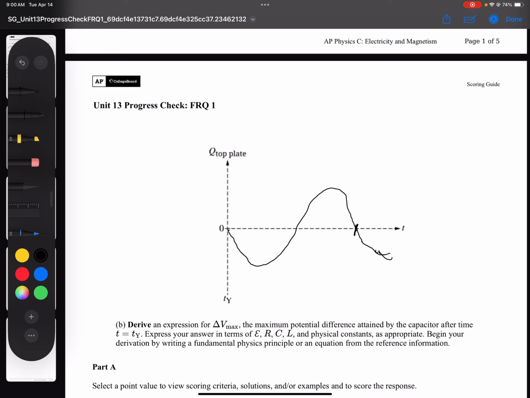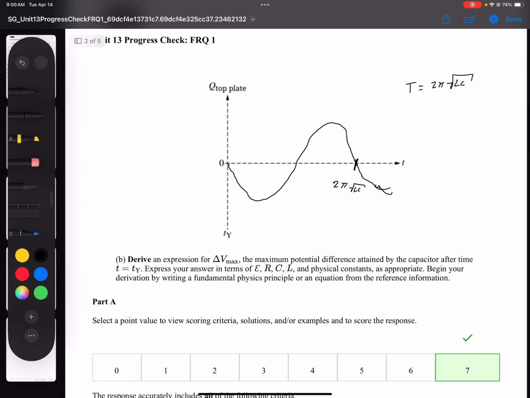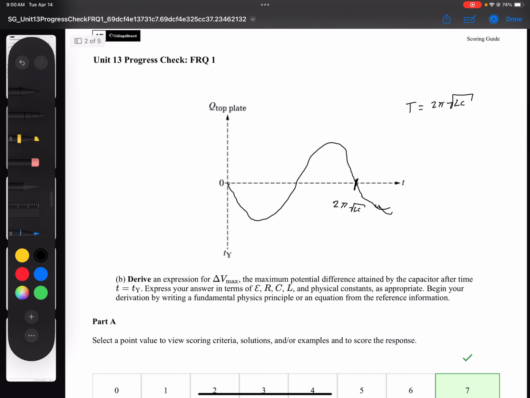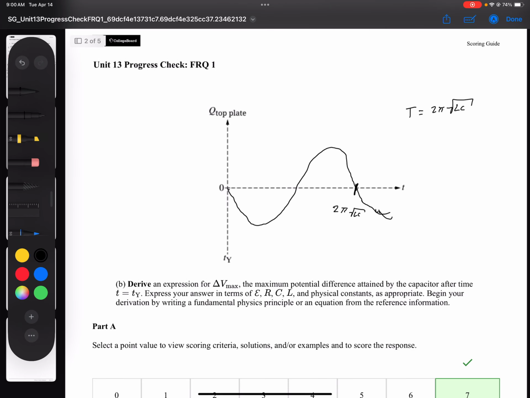And then the important feature here is that after one complete oscillation, the period of an LC circuit is 2 pi times the square root of LC. So we have to highlight that here on this graph. This value here is 2 pi times the square root of LC. That's going to be one complete oscillation of the circuit. And then we have to derive an expression for Vmax.